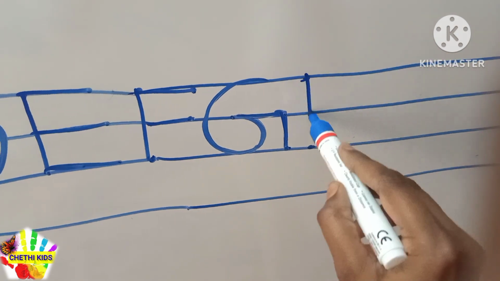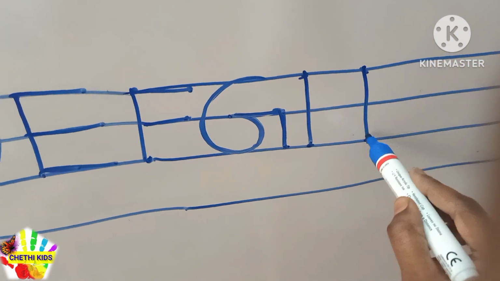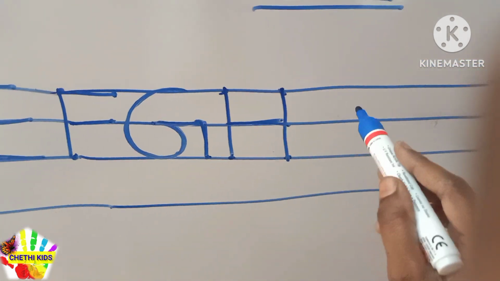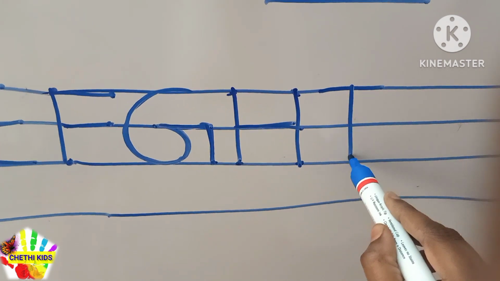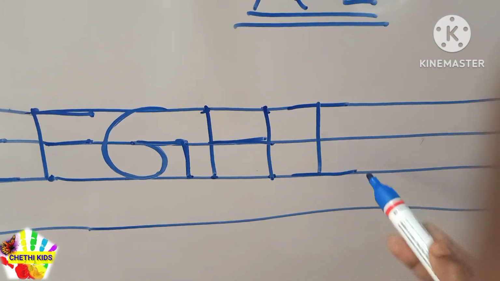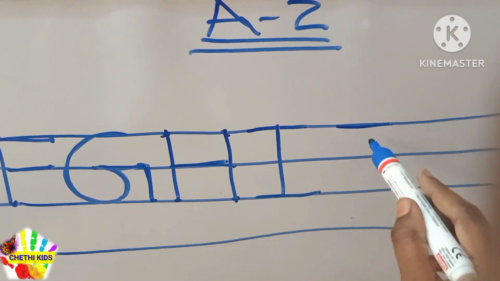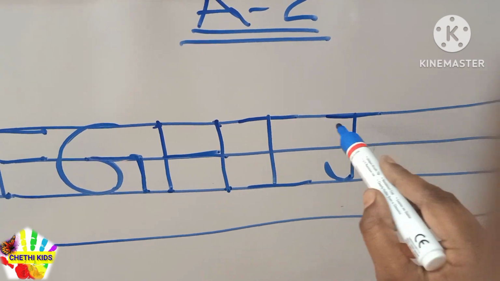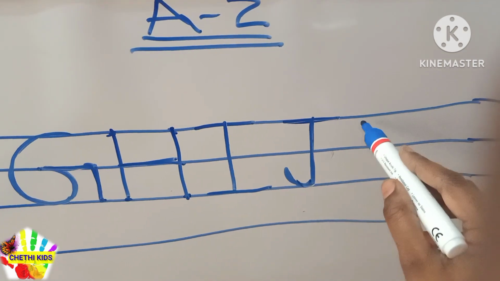Next H, standing line, 1 more standing line, in the middle sleeping line. This is how we represent H. Next I, 1 sleeping line on the red line, 1 sleeping line on the blue line, middle standing line. Sleeping line, standing line and curve. This is J, sleeping line, standing line, curve.